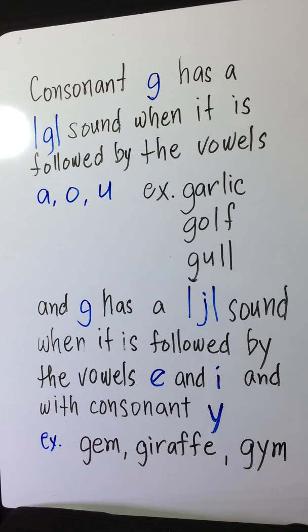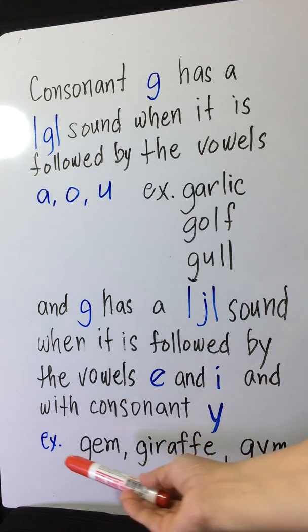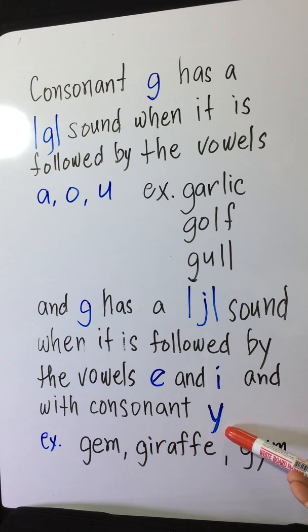And G has a J sound when it is followed by vowels E and I, and with consonant Y only. Okay? Look at our example: jam, giraffe, and gym. For now, this is our lesson.